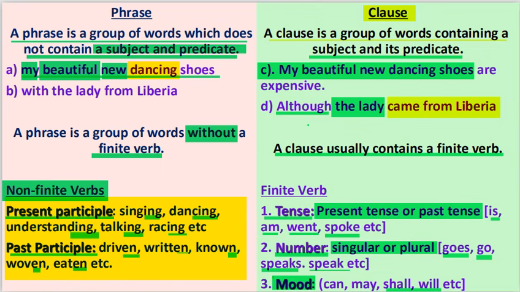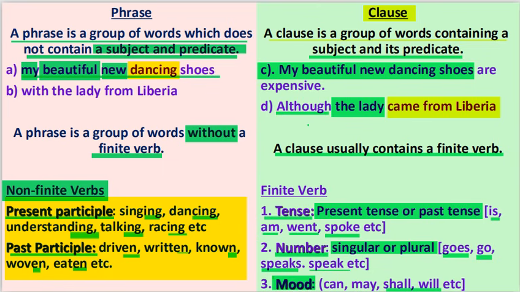Please, I want to repeat this for better understanding. In this video, we have three parameters: tense, number, and mood. A verb does not have to show the three of them. If a verb shows just one out of the three, that verb is a finite verb. But if the verb does not show any of the three, then it is non-finite.